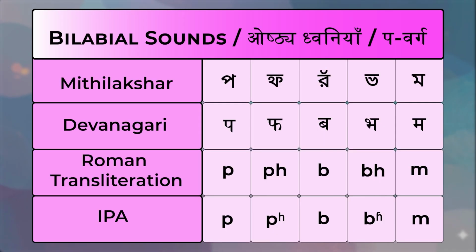The bilabial sounds are produced with the help of both the upper and the lower lips. That is why they are called bilabial sounds. In Maithili or Sanskrit, they are called ostha letters. Let us practice them. This is Pa. This is Pha. This is Ba. This is Bha. This is Ma.